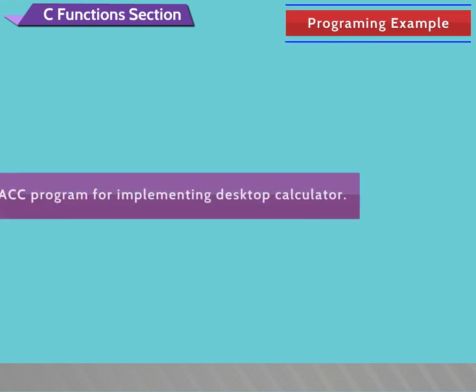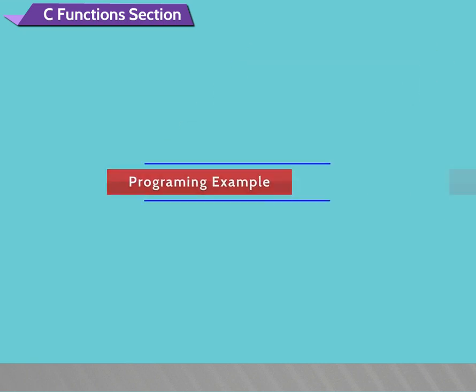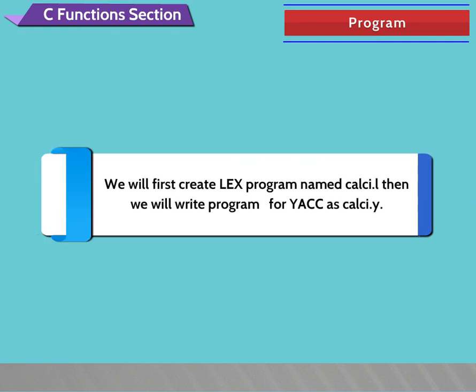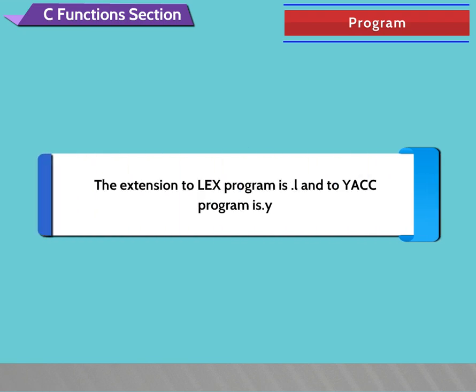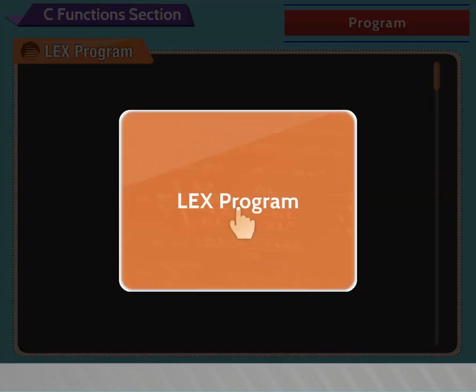Programming example: write a YACC program for implementing a desktop calculator. Program. We will first create a Lex program named calc.l. Then we will write the program for YACC as calc.y. The extension for a Lex program is .l and for a YACC program is .y. Lex program.